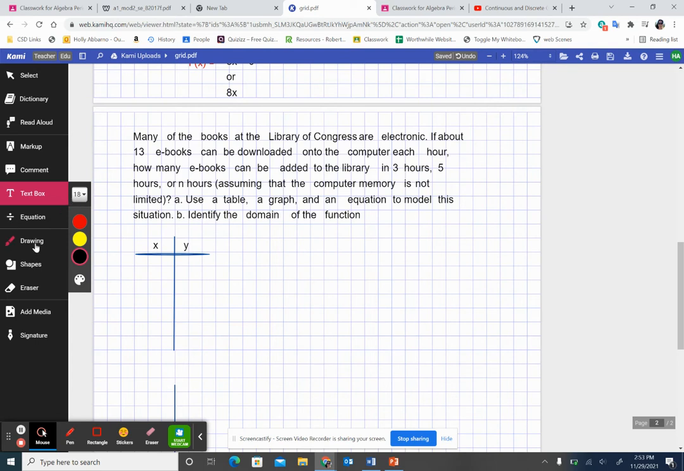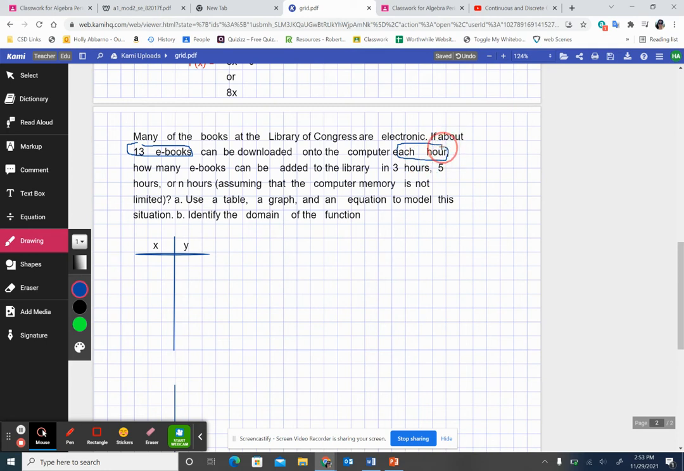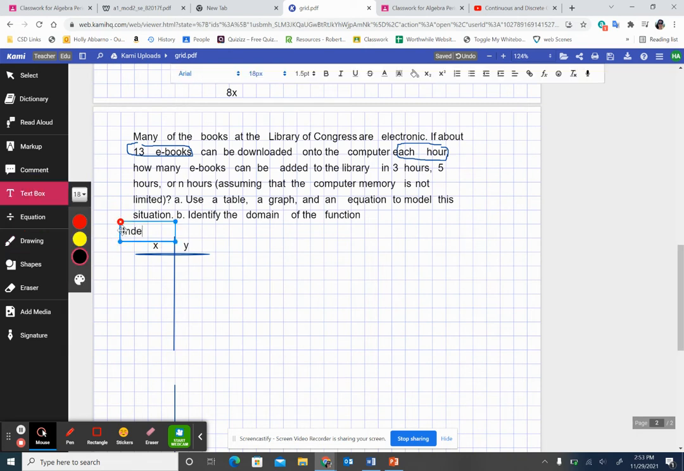All right, so we're doing our 3 reads here. The first one we just read through, it's still talking about books, but this time it's talking about ebooks. And about 13 ebooks can be downloaded on a computer each hour. So we have our 2 variables here. Our 2 variables are ebooks and hours. All right, so we have to ask ourselves, which one of these is our independent variable? Which one is our dependent variable? Remember, independent is our x variable, our dependent is our y.